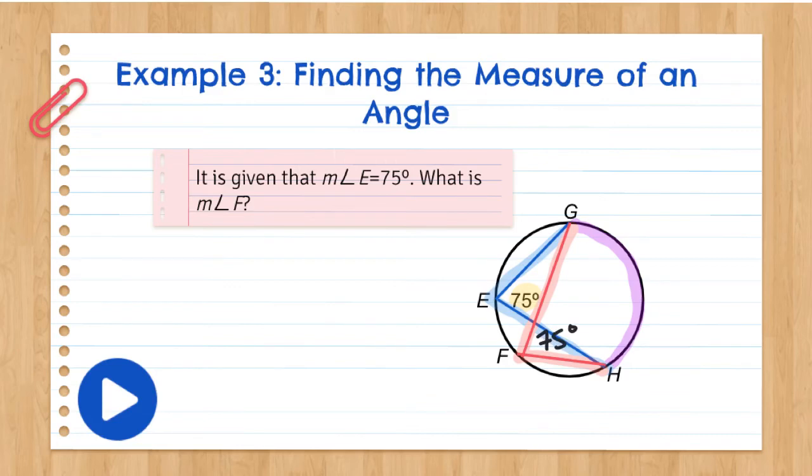So we know that the measure of angle F equals 75 degrees because they both intercept arc GH.